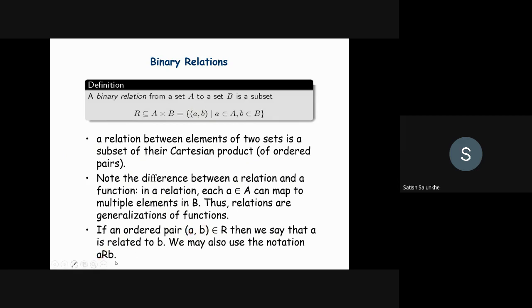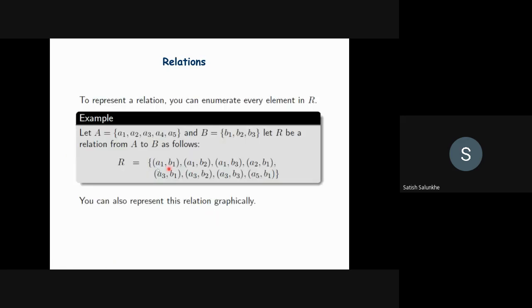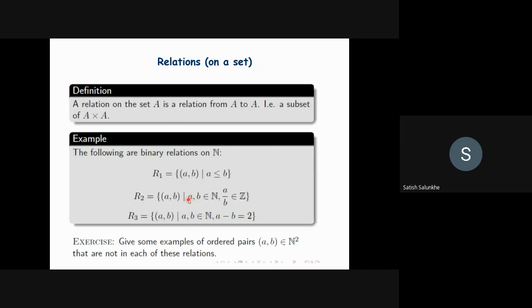In notation, we denote it like this: A is related to B by relationship R. That's it. So for example, here A1 R B1. Okay, going ahead. A relation on set A is a relation from A to A, that is, a subset of A cross A.